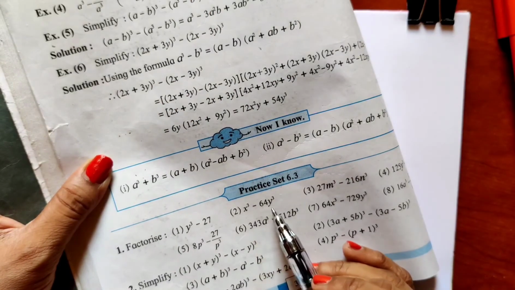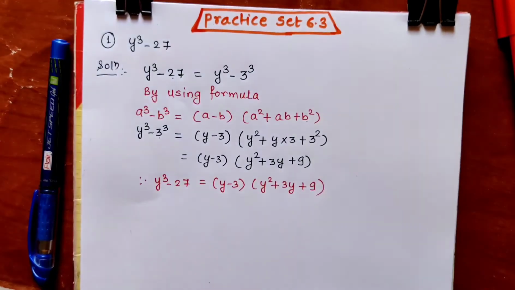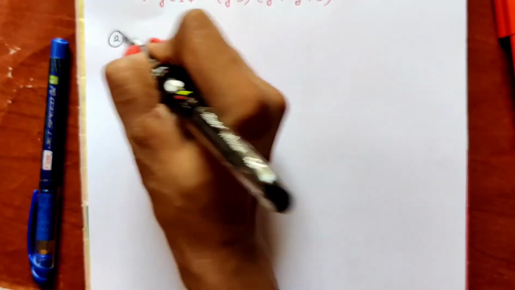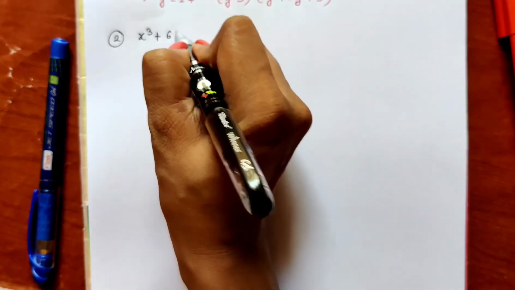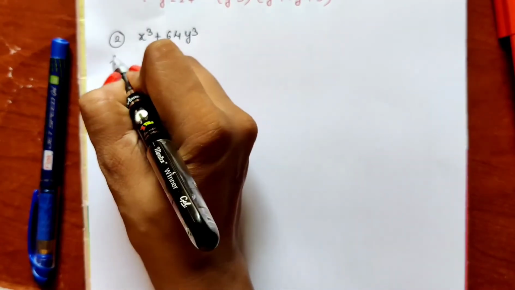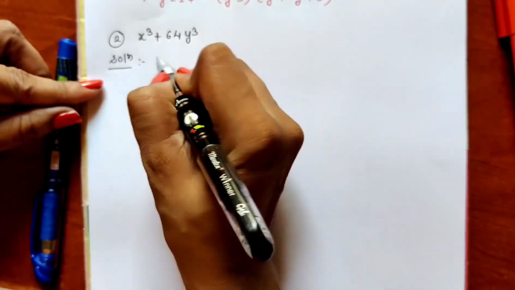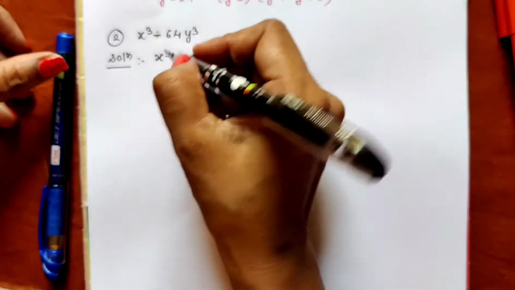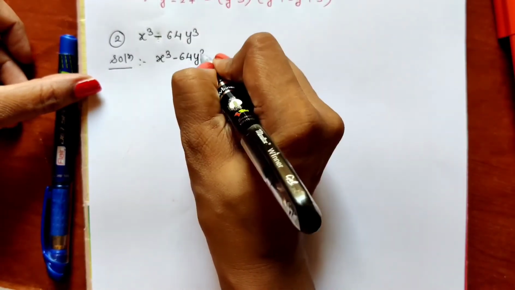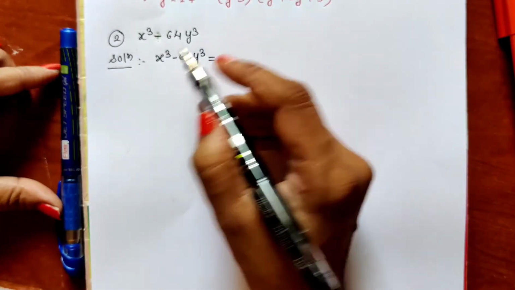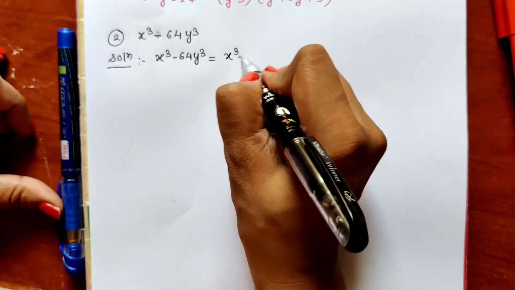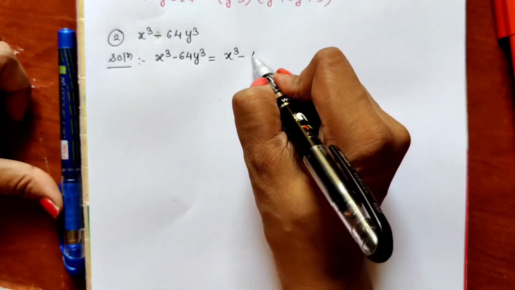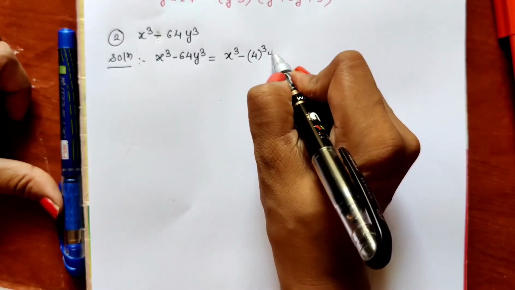Second sum is x cube minus 64y cube. In solution write the sum again, x cube, not plus, it is minus. Now as we all can see, first term is in the cube format, but in second term 64 is not in cube format. We all know 64 is cube of 4, 4 cube and into y cube.